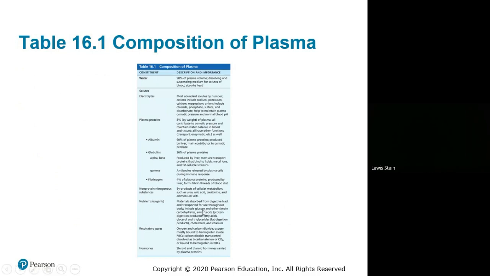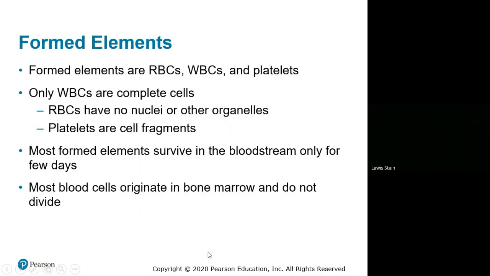Nutrients we'll get into, from the digestive system, all sorts of things. Respiratory, obviously, oxygen and carbon dioxide. We'll look at the hemoglobin aspect of it. We look at that more in respiratory physiology, where we really look at the oxygen utilization curve, and hormones, with the exception of the steroid and thyroid hormones, which have to be bound. So the formed elements themselves are red cells, white cells, and platelets. The only ones that are complete, as I said before, are white cells, the others not.